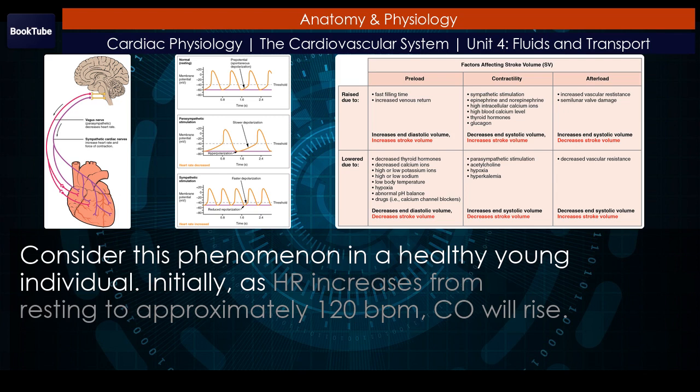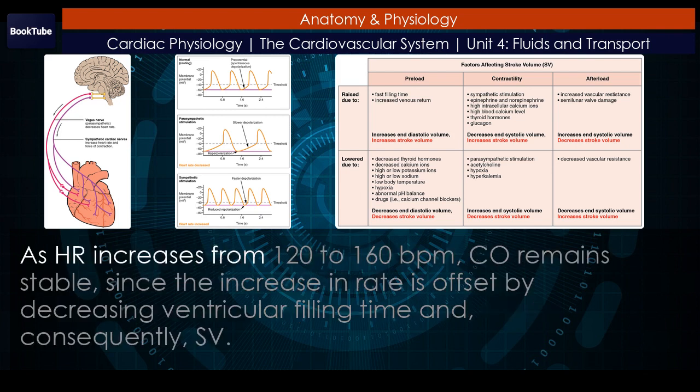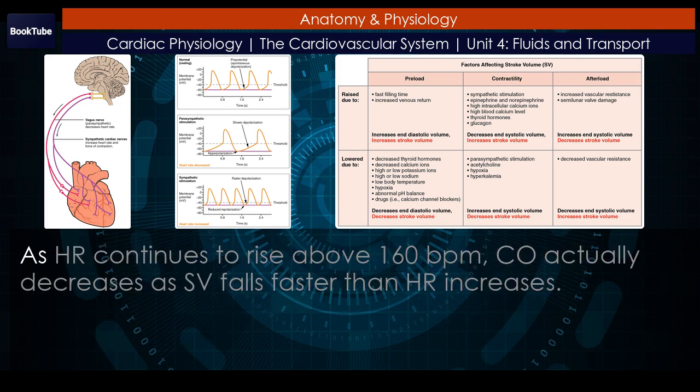Initially, as HR increases from resting to approximately 120 bpm, CO will rise. As HR increases from 120 to 160 bpm, CO remains stable, since the increase in rate is offset by decreasing ventricular filling time and, consequently, SV. As HR continues to rise above 160 bpm, CO actually decreases as SV falls faster than HR increases.